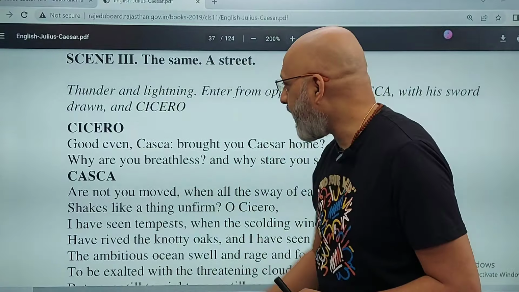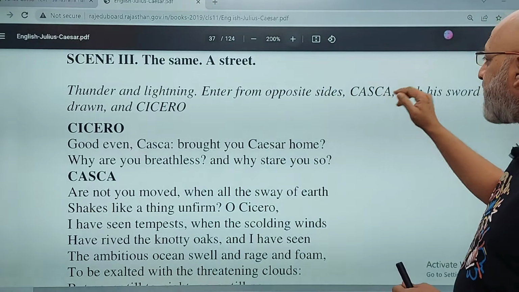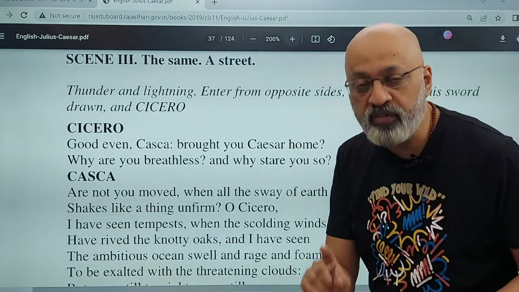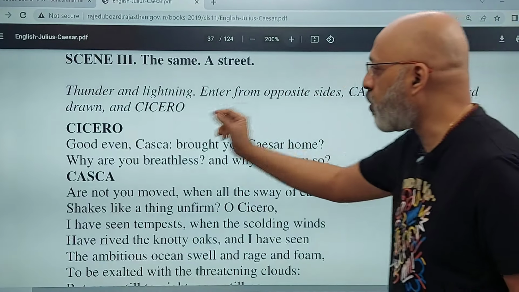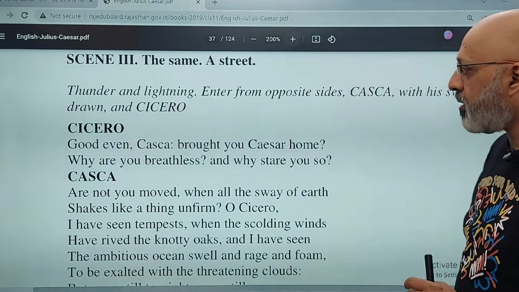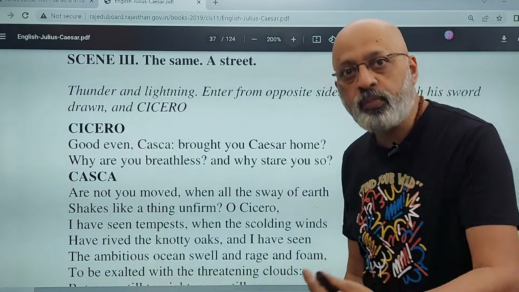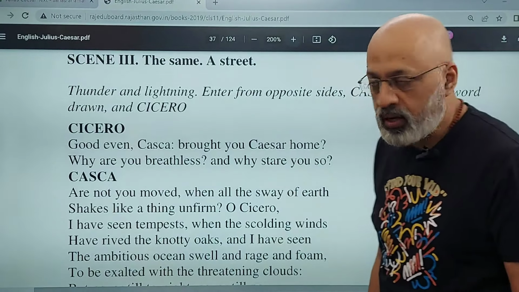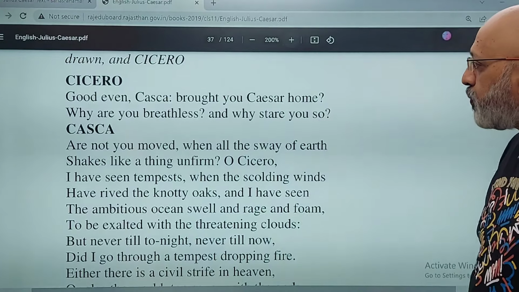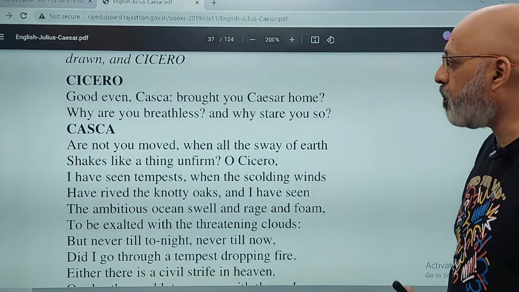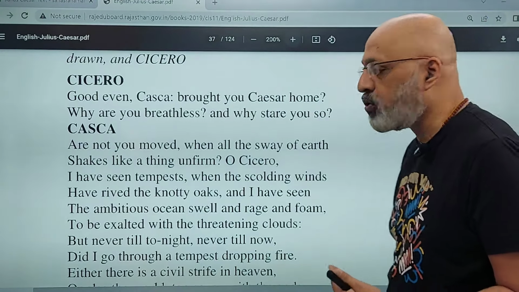So thunder and lightning, and enter from opposite side Casca, who we met briefly in Act 1, Scene 2, with his sword drawn, and Cicero. Now Cicero is another one of the prominent senators as far as Rome is concerned. Cicero says, "Good evening, Casca. Brought you Caesar home? Why are you breathless, and why stare you so?"